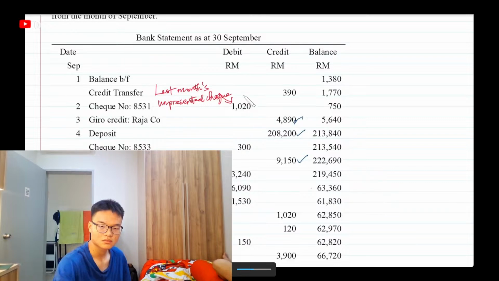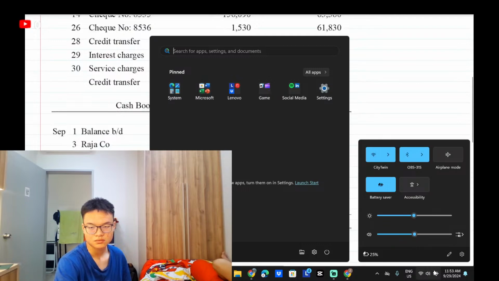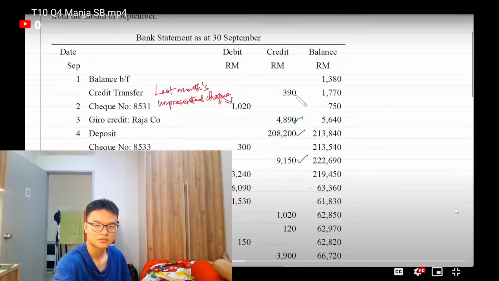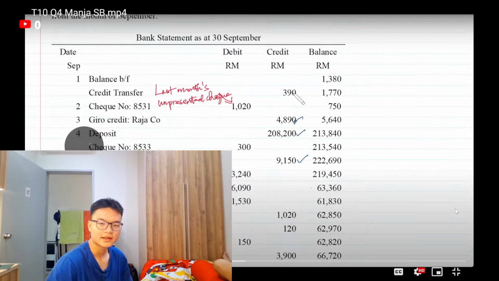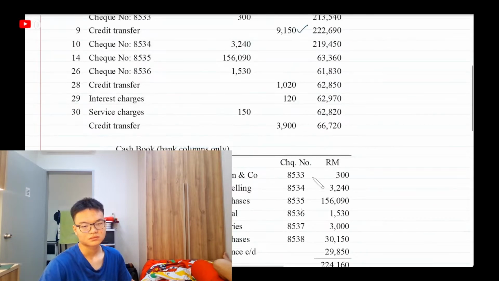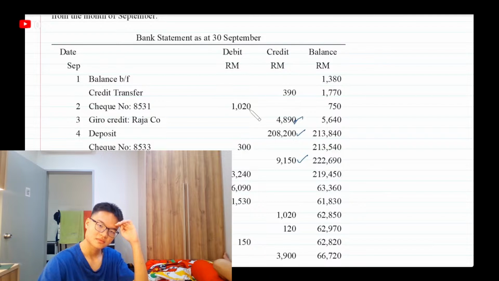Now there's also one amount here, which is 390 ringgit. This 390 ringgit credit is not anywhere here, not any debit. So most likely, this is last month's uncredited allotment. Why? Now you look here, there's one check number 31, but this month's check starts from 33. So check number 31 means this was issued last month. It was recorded in last month's cash book, but only presented for payment this month. So this last month, this was unpresented.